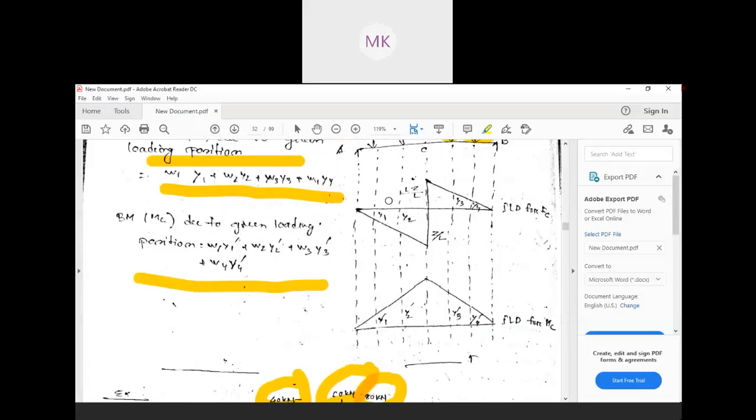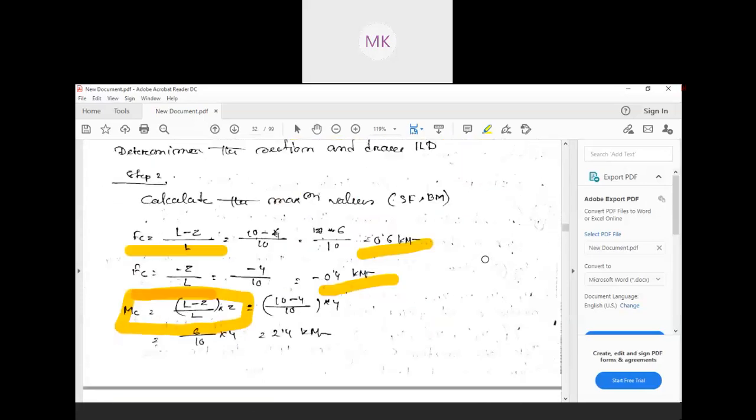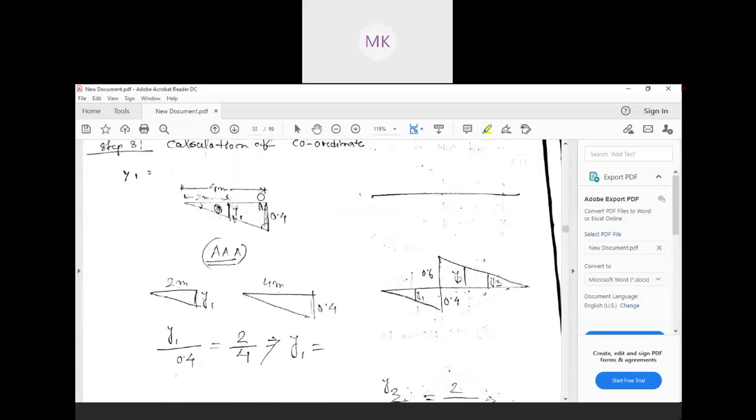We need to find the coordinates y1, y2, and so on. So how will we calculate? Here you see the calculation of coordinates. First you need to know y1. For this, you need to consider the similar triangle formula, which I think all of you know. For similar triangles, as per the triangle formula, you can easily find these coordinates. The condition is AAA, which means all the angles are equal, all three angles.